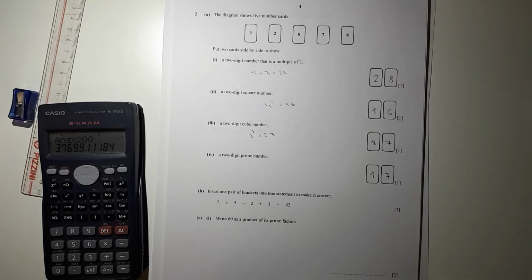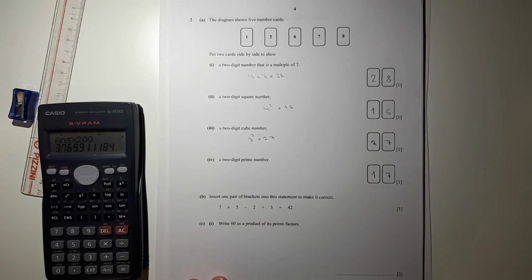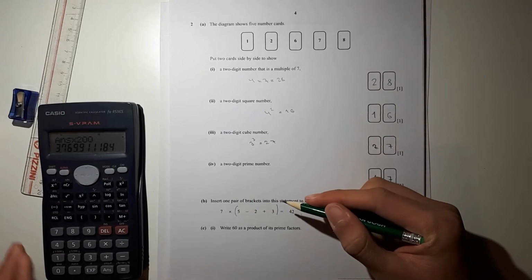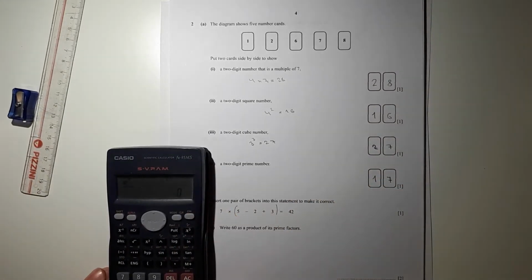Now we have to insert one pair of brackets into this statement to make it correct. So if we see, we can make this, because 5 less 2 plus 3 is 6, and 7 multiplied by 6 gives us 42.